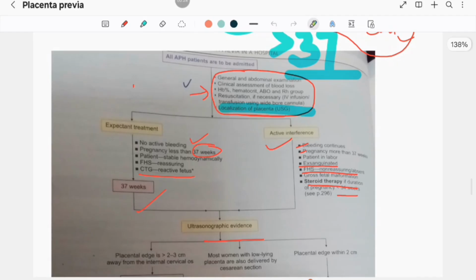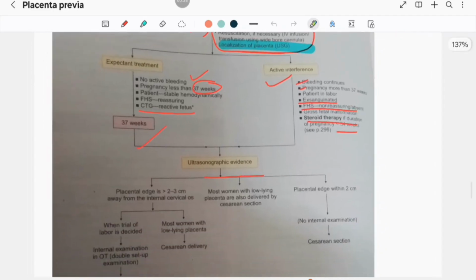Then all placenta previa patients are to be admitted, and general and abdominal examination has to be done. Basic investigations have to be sent and localization of the placenta should be done using USG. So there are two managements here: expectant management, as we saw, and active interference. In expectant management, there is no active bleeding, the patient is less than 37 weeks and hemodynamically stable, with the FHS of the fetus being normal.